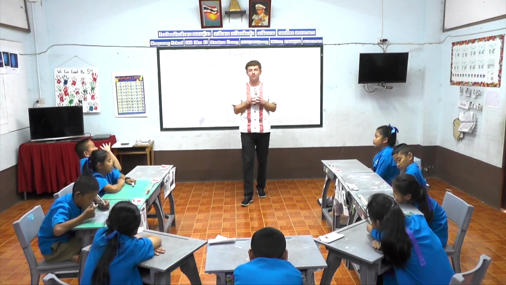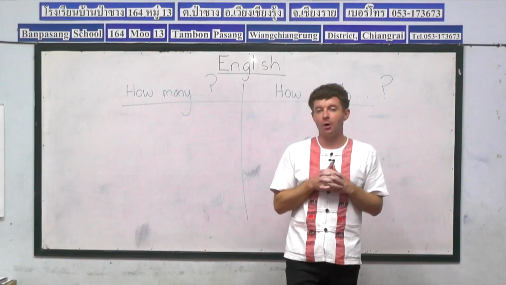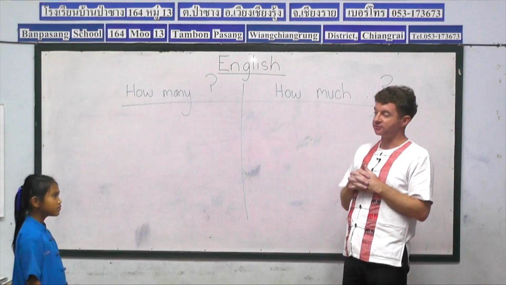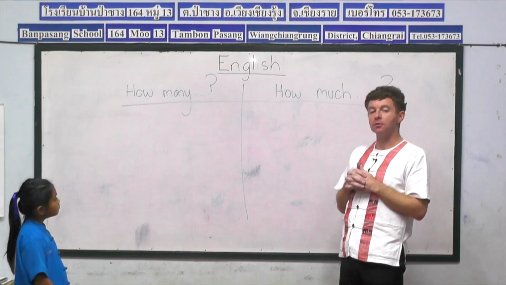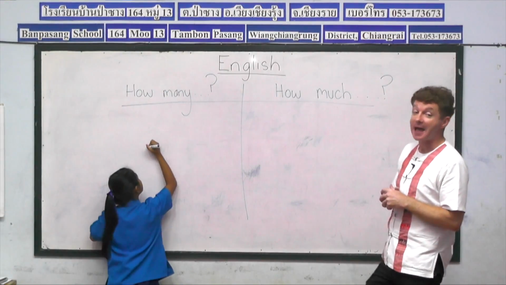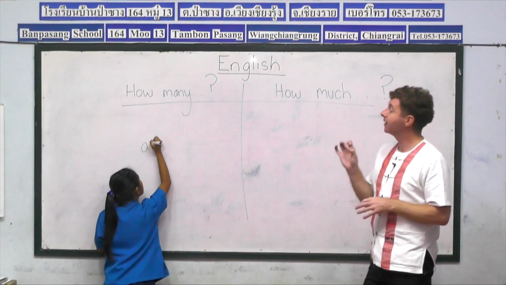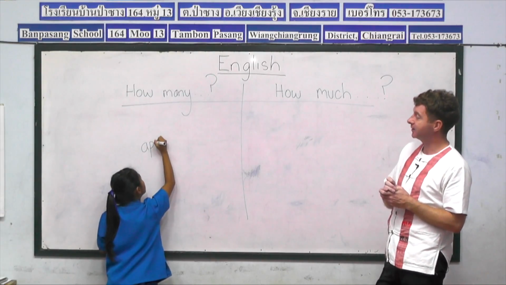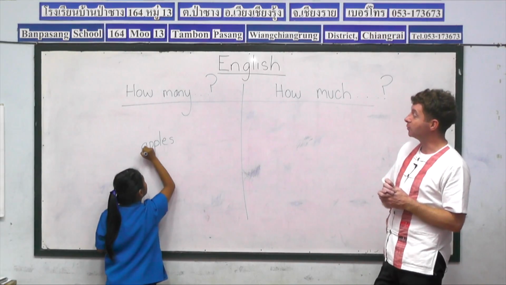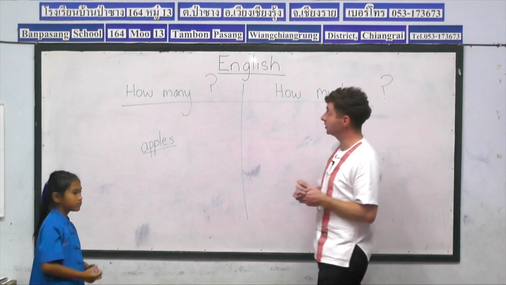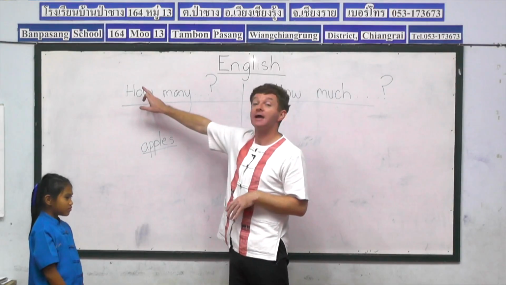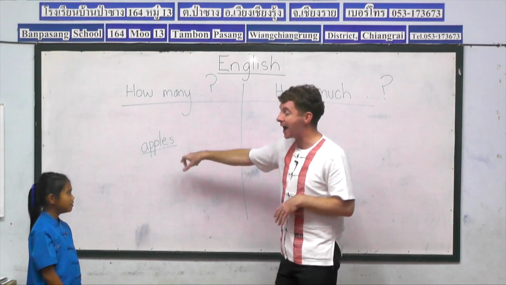Okay, so now the pen is with Pak Bung. So, Pak Bung, if I ask you about apples, is apples countable? Apples will be how many? So let's tell Pak Bung to spell the word apples. A, P, P, L, E, S. You notice how countable nouns we can use the plural form with S on the end. So for apples we ask, how many apples?